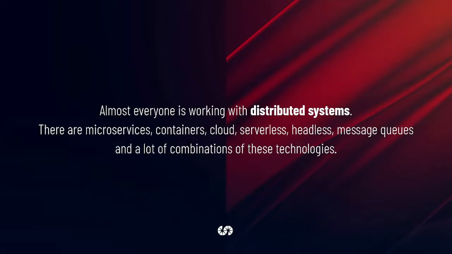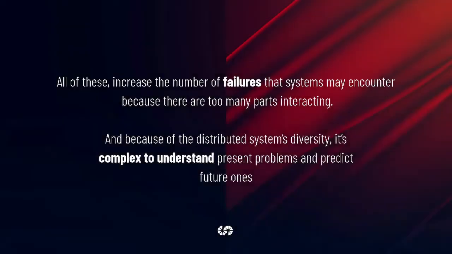Basically, right now, we are all working with distributed systems in some form, because we have microservices, containers, cloud, serverless, headless, message queues, and so on. And mainly a lot of combinations of those technologies. So all of those complexity increase the number of failures that our systems may encounter in production. And because in a distributed environment, all systems can be implemented with different technologies or different languages or systems, it's complex to understand when a problem occurs, where it occurs, and it's difficult to predict possible failures in the future.